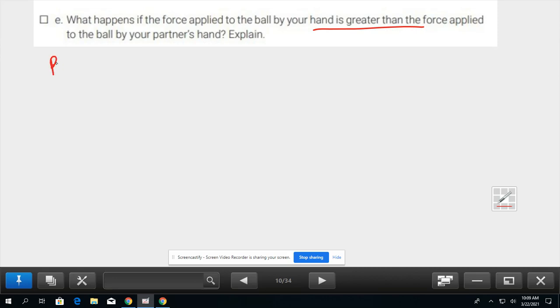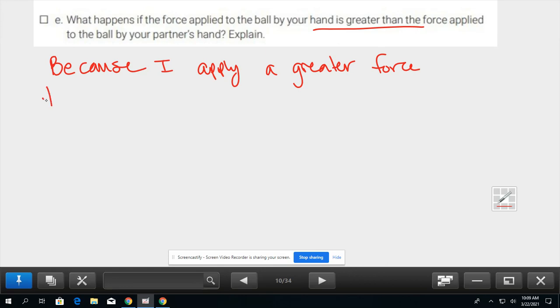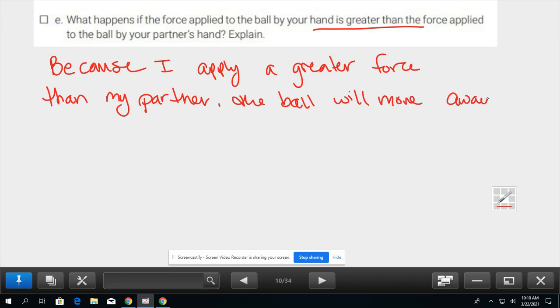So, because I apply a greater force than my partner, the ball will move what direction? Away from me. Because it was a push force. You're pushing the ball, so it's going to move away from you.